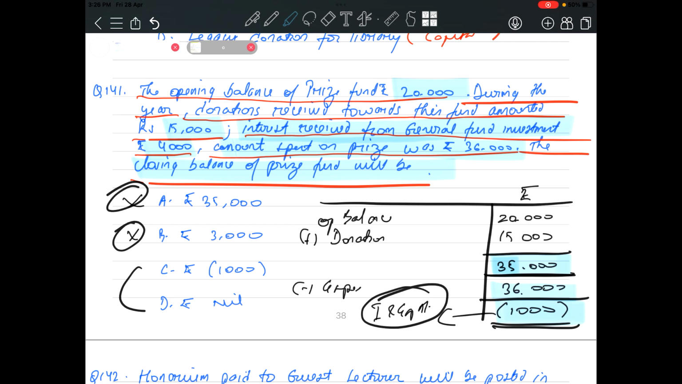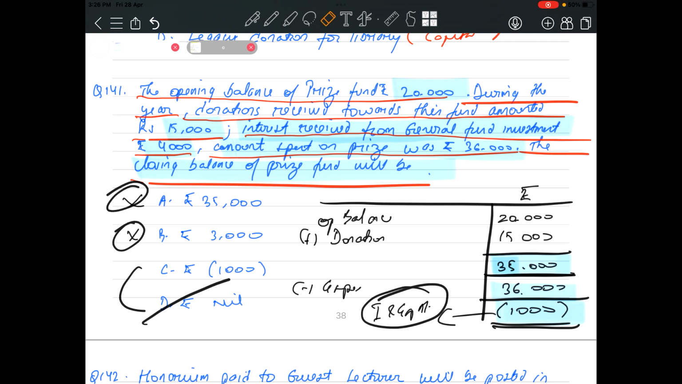If this was a bank account, obviously there can be a 1,000 negative balance, but this is a prize fund account. We will spend only the amount which we have. We have 35,000. We cannot spend more than 35,000 from this fund. Obviously 1,000 can be taken from any other account, but not from the amount we have in the prize fund. 35,000 is the total amount in the prize fund account. We cannot spend more than this. So the right answer for this will be option D, nil.